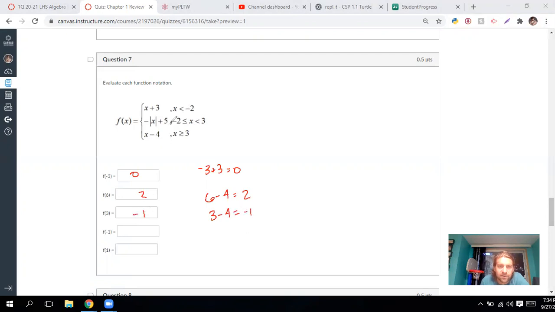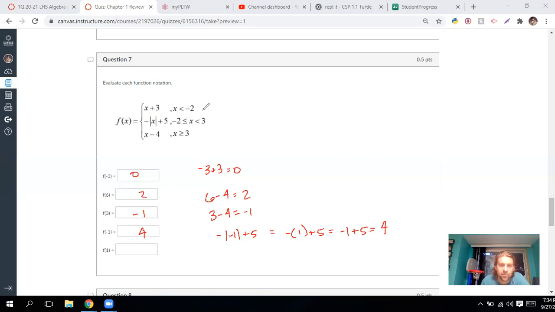All right, -1, where does that go? Be careful here. -1 is in between -2 and +3, so we'll plug it into the middle one there. So the negative absolute value of -1 plus 5. So the absolute value of -1 is +1, but if we're going to make it negative, it will turn negative again. So -1 plus 5, that is 4.